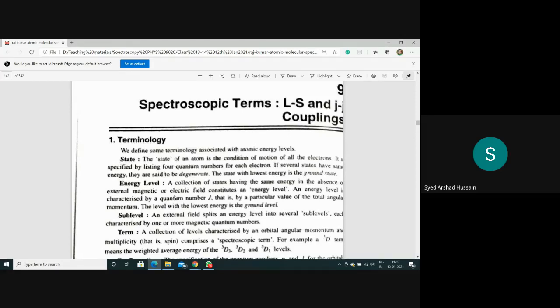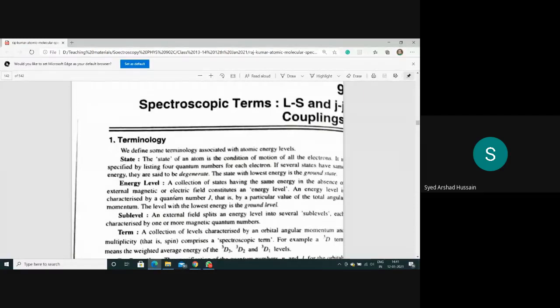Then configuration. Configuration means specification of the quantum numbers n and l for all of your electrons. Already you have seen, for example, sodium: 1s2, 2s2, 2p6, 3s1. So we say this is the configuration.